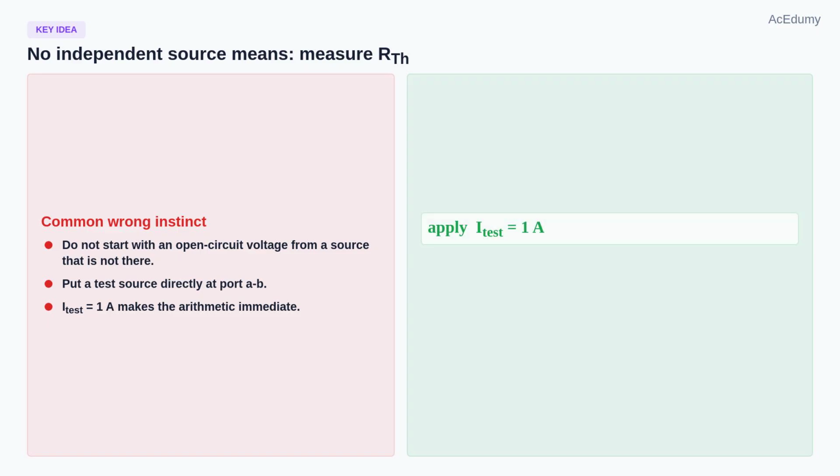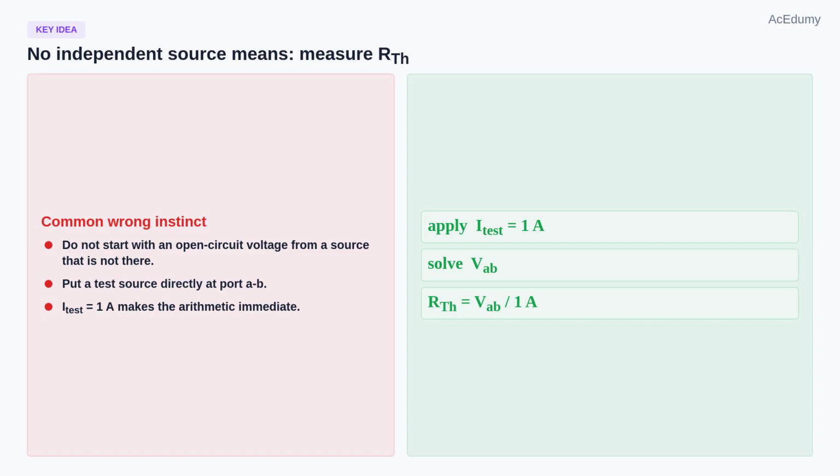Here, the circuit contains only dependent sources. That changes the question. There is no independent source that can create a definite open circuit voltage by itself, so we do not start by hunting for Thevenin. Instead, we measure the resistance seen from terminals A and B.